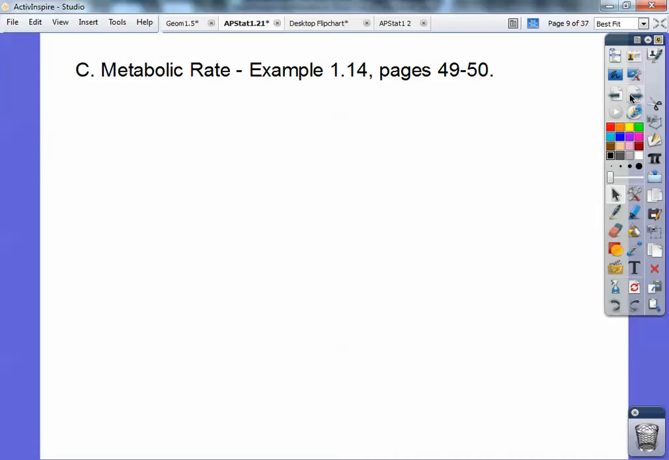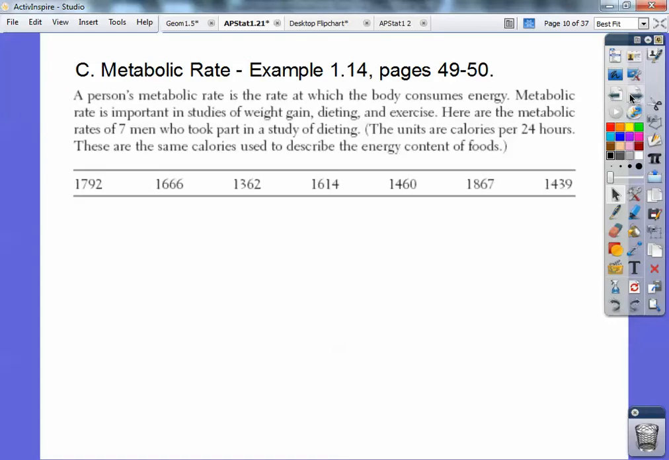All right, so I've taught out of an Algebra 2 book. They just chose n. Okay, metabolic rate. This is example 1.14 on pages 49 and 50. I'd like you to write that down if you're in my class, but not this. Just listen as I read. A person's metabolic rate is the rate at which the body consumes energy. Metabolic rate is important in studies of weight gain, dieting, and exercising. Here are the metabolic rates of 7 men who took part in a study of dieting. The units are calories per 24 hours. These are the same calories used to describe energy contents of food.